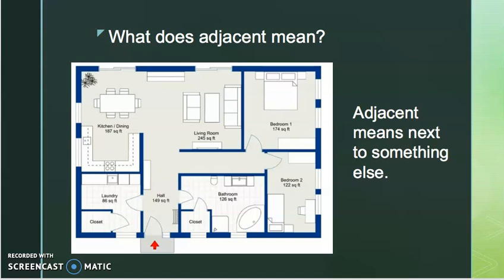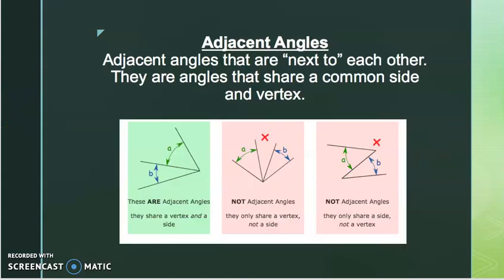So if you look at this floor plan of a house, we could say that the living room is adjacent or next to bedroom 1. We could say that the bathroom is adjacent or next to bedroom 2. They are synonyms, adjacent and next to. You could say the laundry room is adjacent to the kitchen and the dining room. They are next to each other.